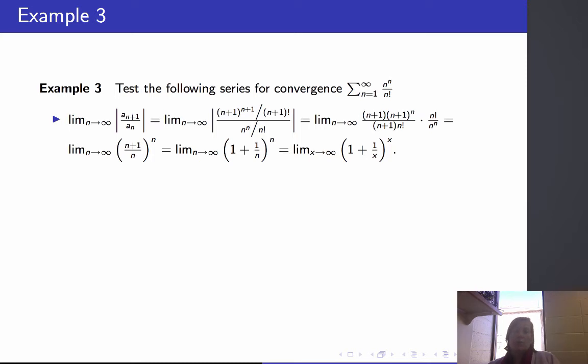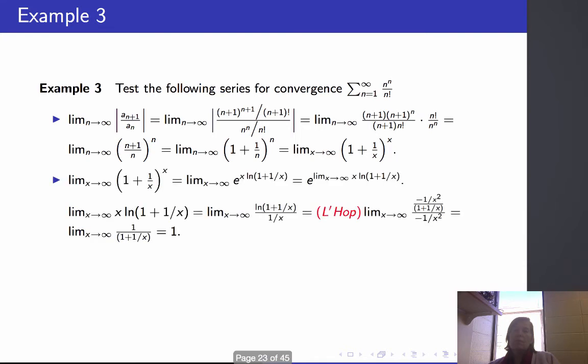So replacing the n by an x, this is the limit as x goes to infinity of (1 plus 1 over x) to the x. And this is an indeterminate form. It's the limit as x goes to infinity of e to the x times the natural log of 1 plus 1 over x. And this is e to the limit as x goes to infinity of x times the natural log of 1 plus 1 over x.